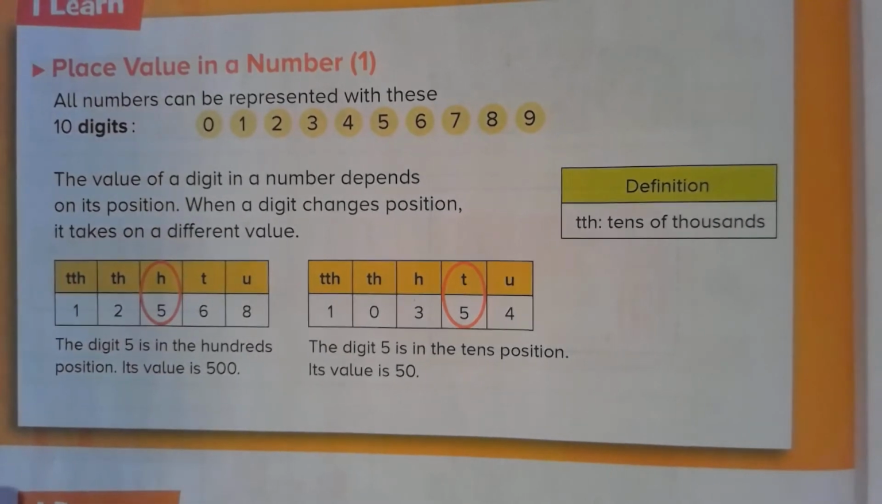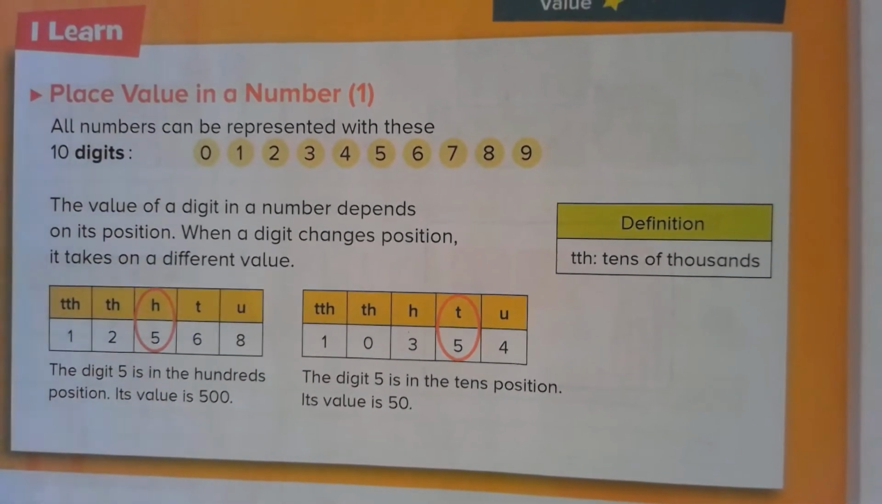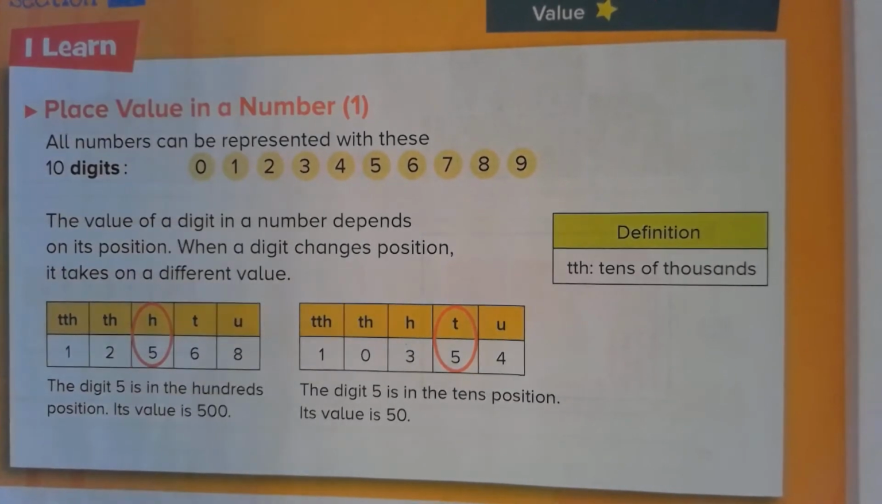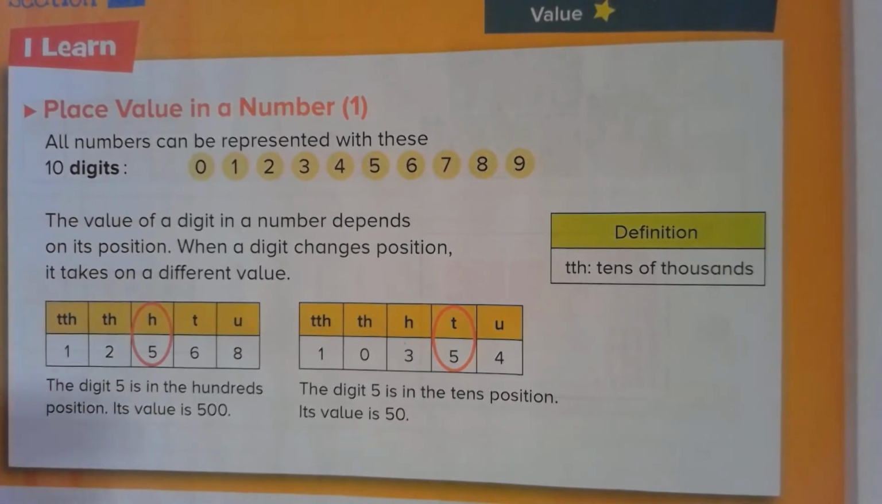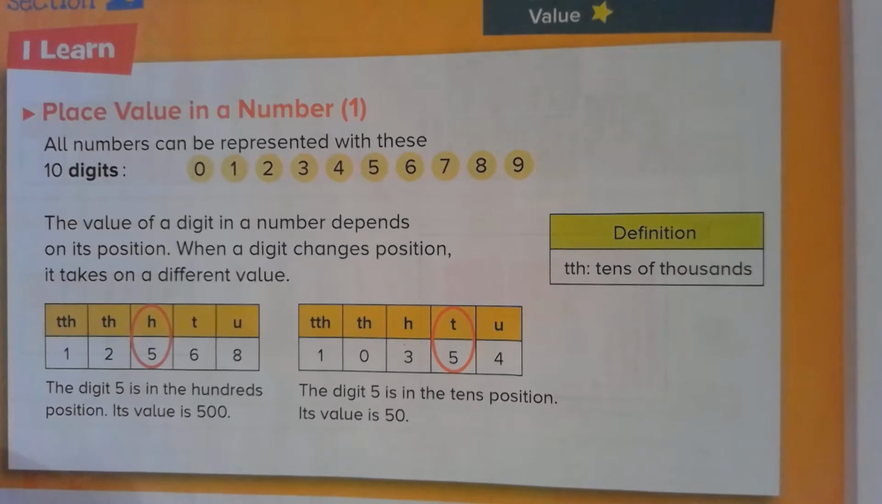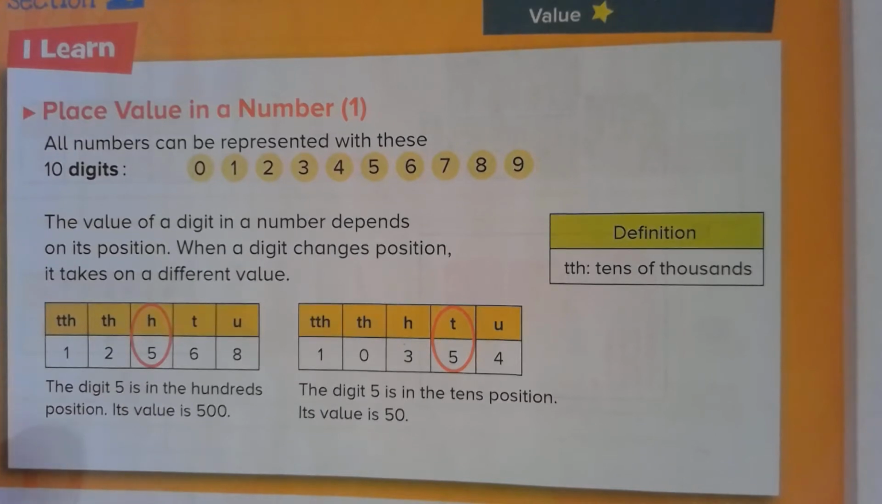Today we're going to be learning about the place value in a number. So there's two things you have to really remember. One is, what is a digit? The other thing we have to remember is, what does the word value mean?